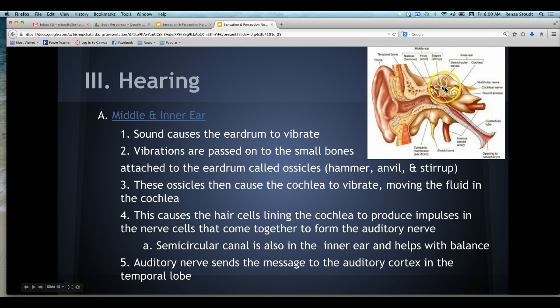And then we have the auditory nerve coming out and going to the brain. And then this one, the eustachian tube right here, opens to the mouth, into your throat. Okay? So those are the parts that you need to know.